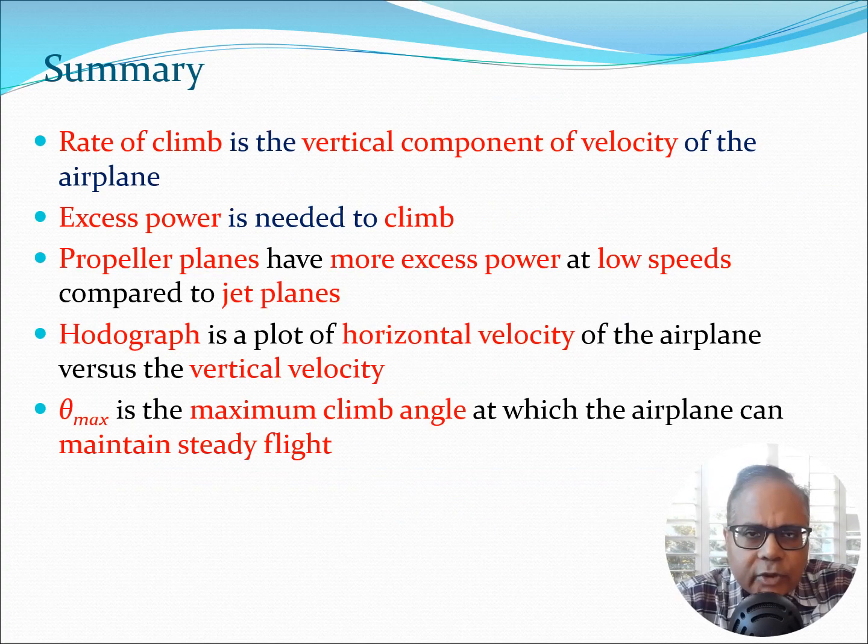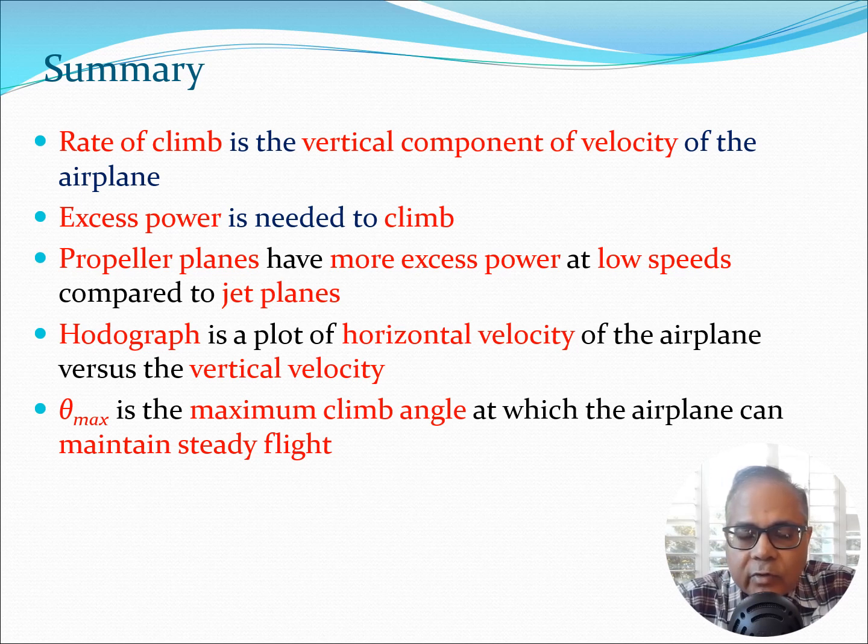So let's summarize today's lecture, which was quite important. We saw that the rate of climb is the vertical component of velocity of an airplane. Excess power is needed to climb, and excess power essentially means that your engines have to be pretty powerful. We also saw that propeller planes have more excess power at low speeds compared to jet planes. So this makes propeller planes attractive at low speed regimes and jet planes more attractive at higher speed regimes, especially if you want good climbing flight performance.